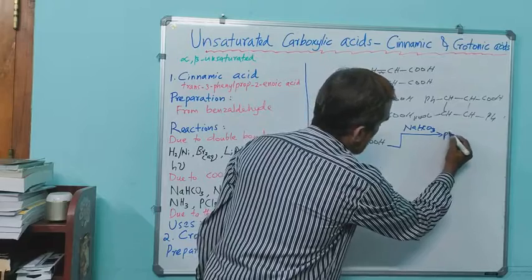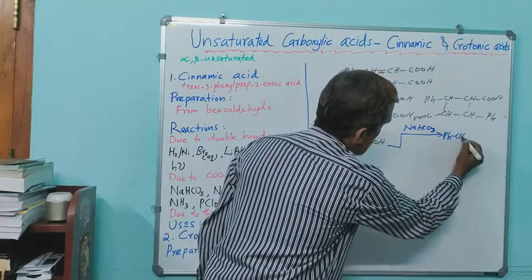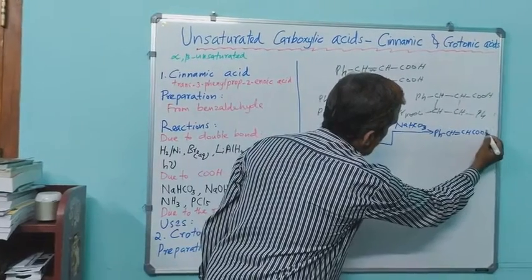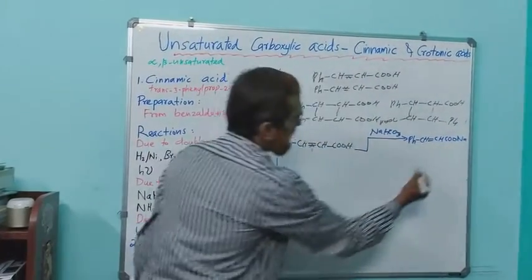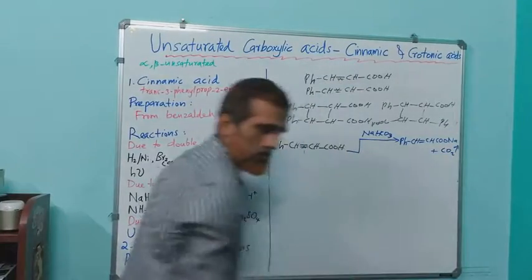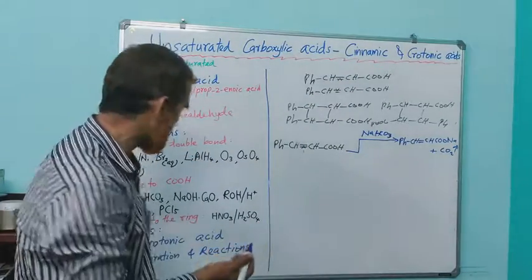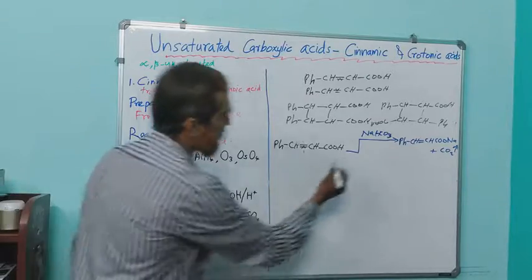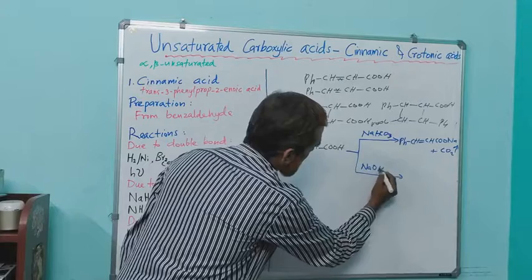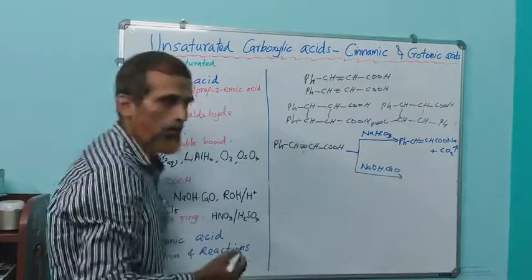So you'll be getting the sodium salt of cinnamic acid. We can call it sodium cinnamate. The visible part of this reaction is that effervescence will be produced. So it is a test for acidity. Next is treating with soda lime. If you heat with soda lime, you know this reaction. This is a reagent for decarboxylation.